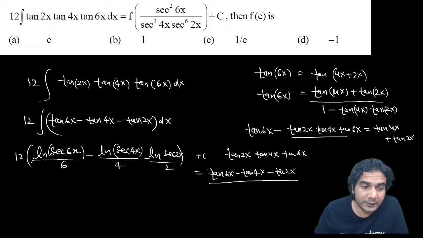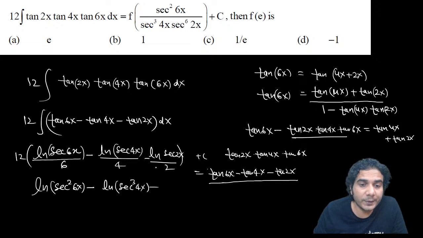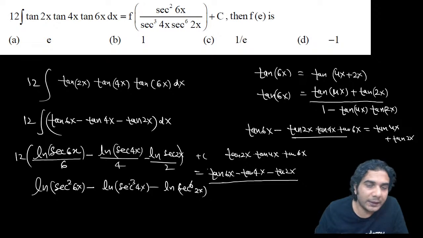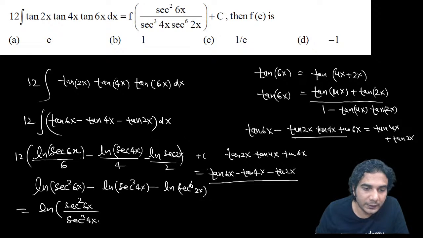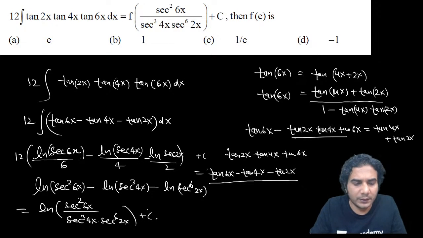Now if you multiply by 12, then it will be 2 ln sec 6x, and 2 you can take inside, so it is going to be ln of sec square of 6x minus, if you multiply this 12 to the second term, it is going to be 3 ln, so that you can write ln of sec cube of 4x, and the third term is going to be 6, so ln of sec to the power 6 of 2x. Now you can club these terms of ln, so it is going to be ln of a minus b minus c is ln a upon bc. So ln of sec square 6x divided by sec cube of 4x into sec to the power 6 of 2x, plus c. So this was the question. It's pretty easy.